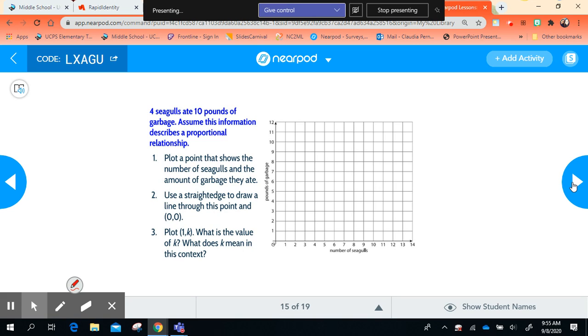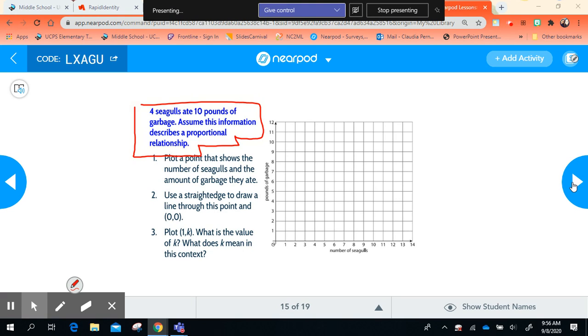So 4 seagulls ate 10 pounds of garbage. Assume this information describes a proportional relationship. So why is it important to read the directions? It's already telling you we have a proportional relationship. So yes, this will be proportional. 4 seagulls ate 10 pounds of garbage. Plot a point that shows the number of seagulls and the amount of garbage they ate.